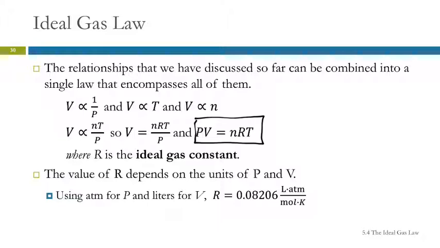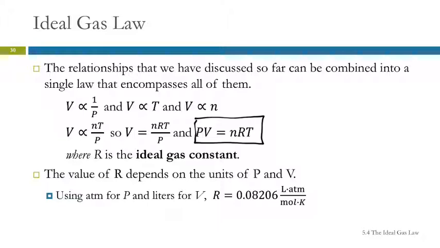So R can have different values, just like if you measure the length of a piece of paper. It could be 12 inches, or it could be 1 foot. The number changes when the units change. So the value of R depends on the units that are used. We're going to use R equals 0.08206. Units are liter atmospheres per mole Kelvin. Those units seem kind of messy, but when we use liters for volume, atmospheres for pressure, moles for amount of gas, and Kelvin for temperature, then all the units cancel out correctly.